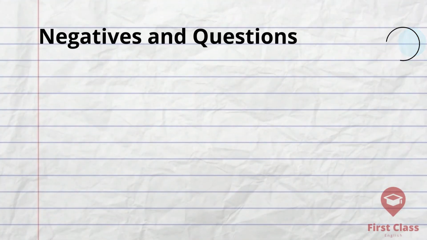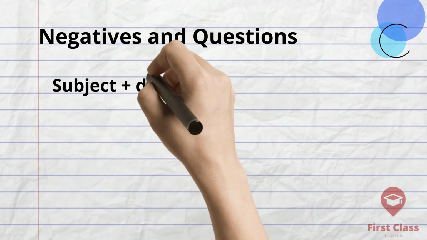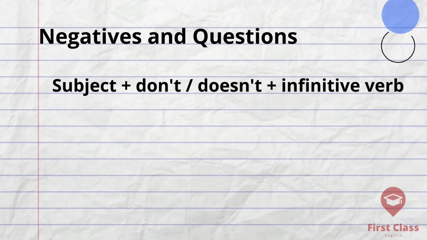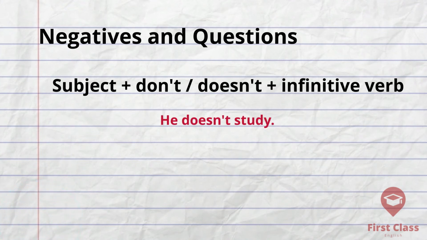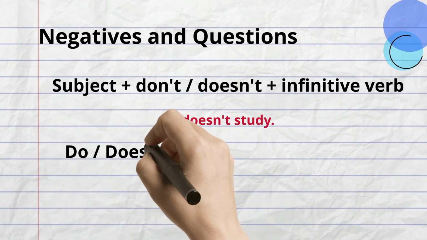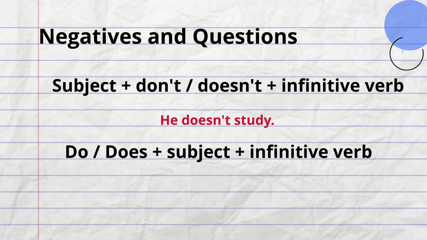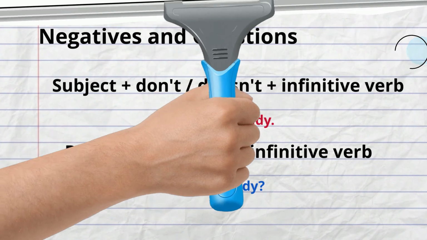In negative statements and questions, the form looks a little different. Now we need to include the verb do. Negative statements are made by using the subject plus don't or doesn't plus the infinitive verb. Remember, an infinitive verb is the original spelling of a verb. For example, he doesn't study. To form a question, we need to use do or does plus the subject plus the infinitive verb. For example, does he study?